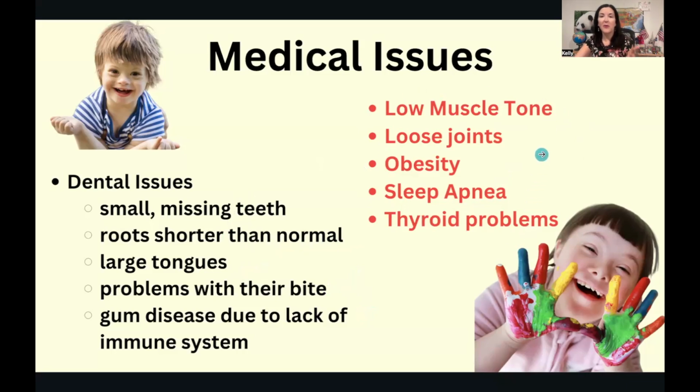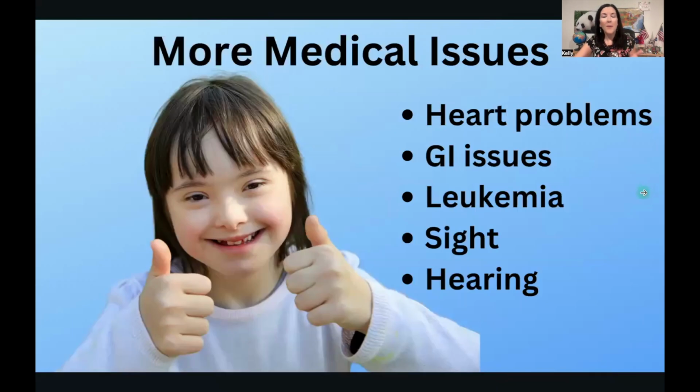Low muscle tone and loose joints can lead to obesity and sleep apnea, and thyroid problems can also contribute to this. More medical issues. They can have heart problems, GI issues, leukemia, and sight and hearing problems.